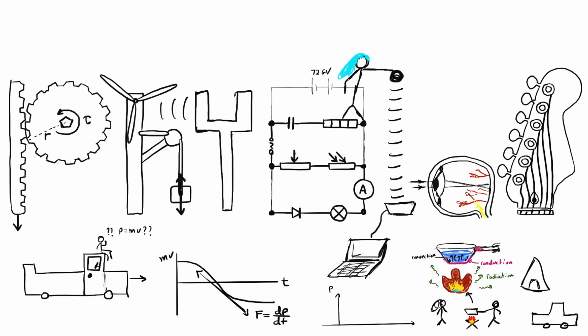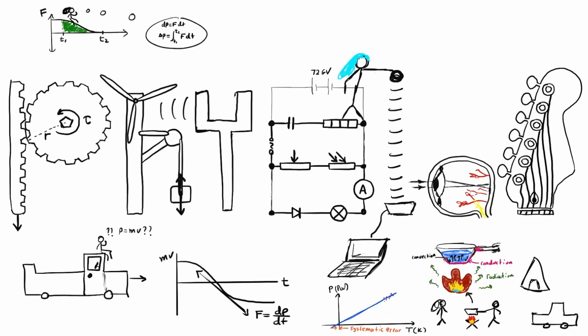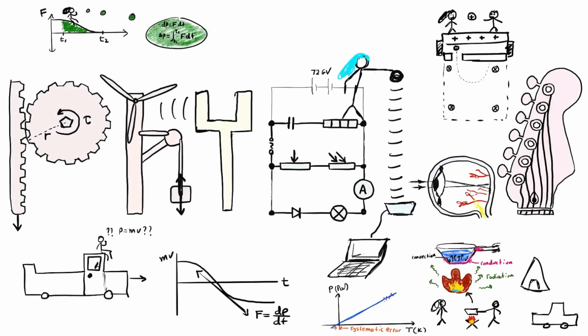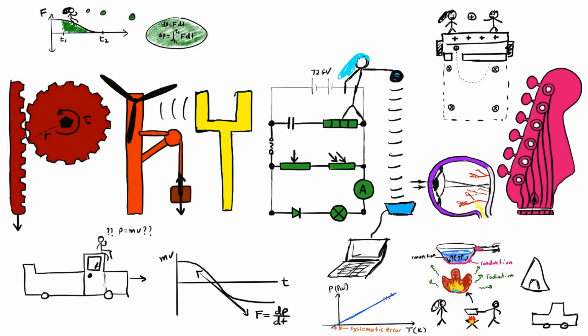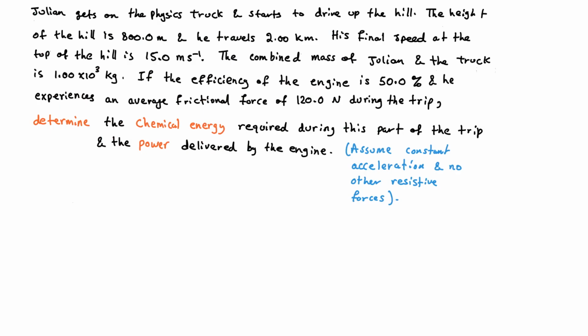In this video lesson, we will be looking at an example which involves power and efficiency. The question starts off like this. We've got Julian who gets on the physics truck and starts to drive uphill.